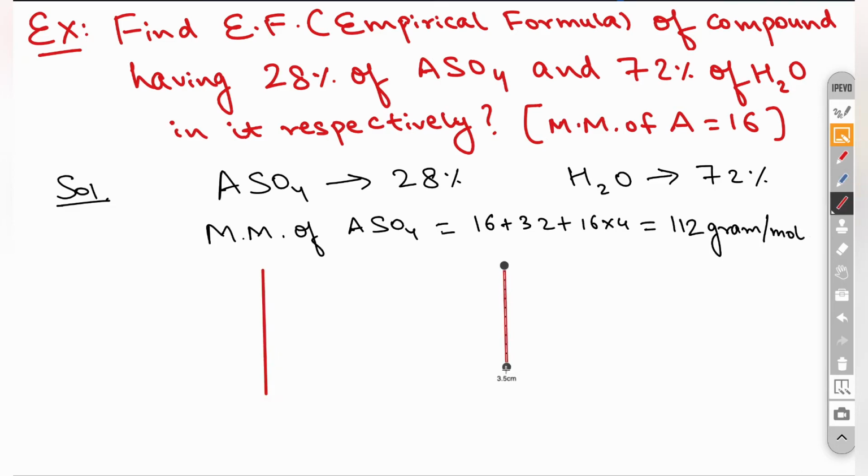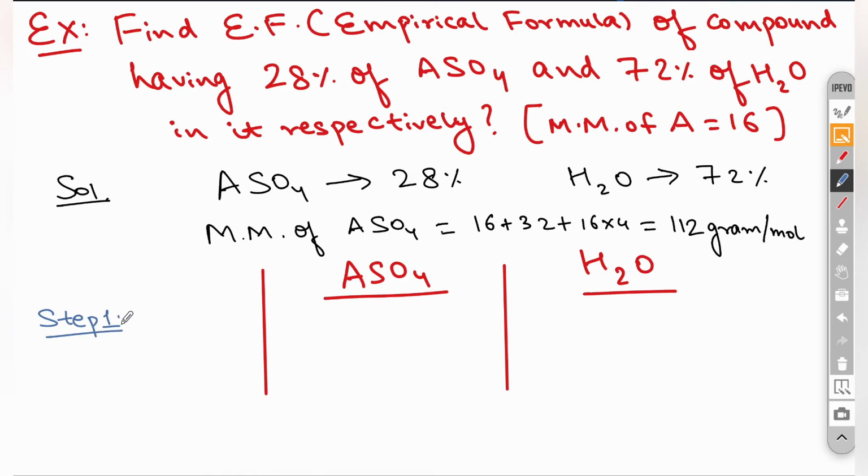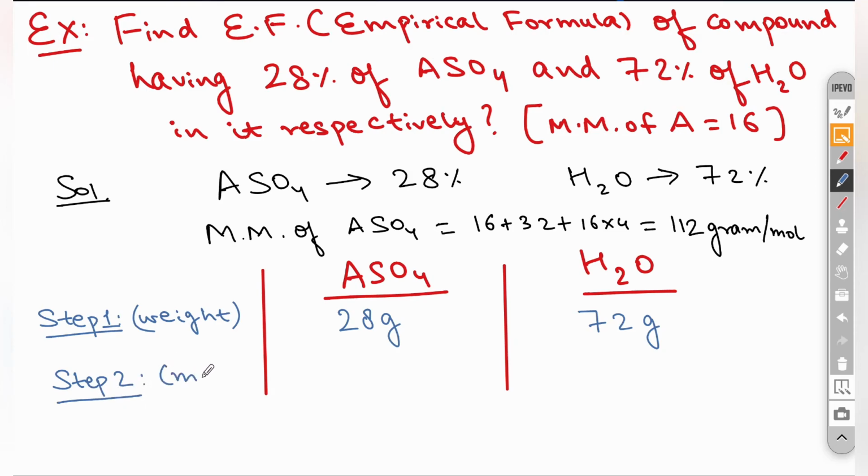Now we'll draw columns. First one is for ASO4, second is for water. We will write step number 1, which is assume percentage as the weight, simply 28 grams, here 72 grams. Step 2, calculate moles. So divide by molar mass, 28 divided by the molar mass we calculated, which was 112. So it will be 1 by 4, here it will be 72 by 18, which is 4.